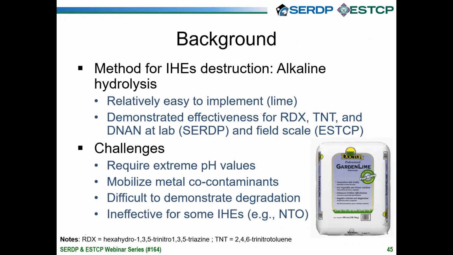When it comes down to IHE destruction, the most commonly used method is alkaline hydrolysis. This method is easy to implement, and the material, lime, is very cost-effective. In addition, alkaline hydrolysis has demonstrated effectiveness towards RDX, TNT, and DNAN at both lab and field scales through the support of SERDP and ESTCP projects.